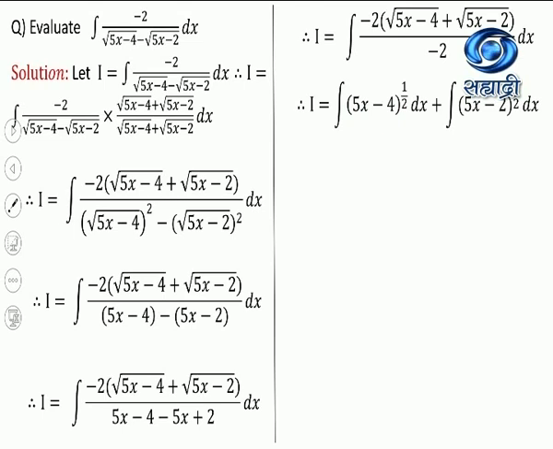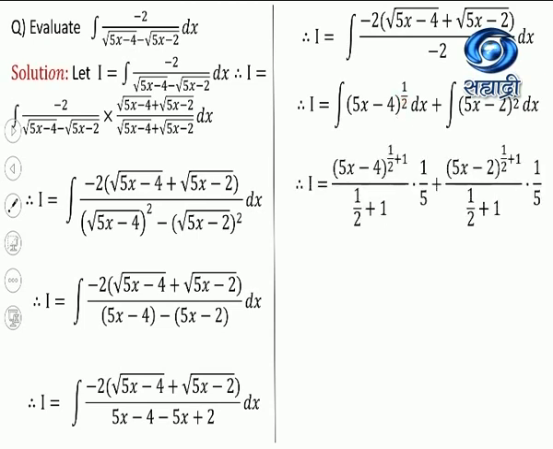Now, we are using the formula integration x raised to n dx is equal to x raised to n plus 1 upon n plus 1 plus c. Here n is 1 by 2. So it will be 1 by 2 plus 1. Therefore, (5x minus 4) raised to 1 by 2 plus 1 upon 1 by 2 plus 1.